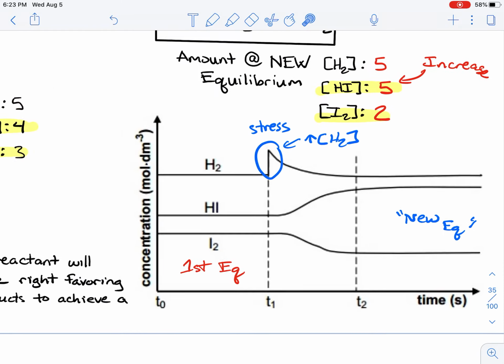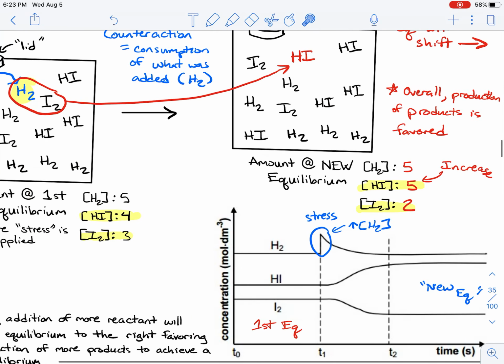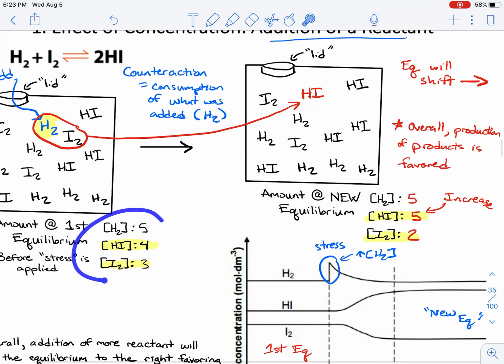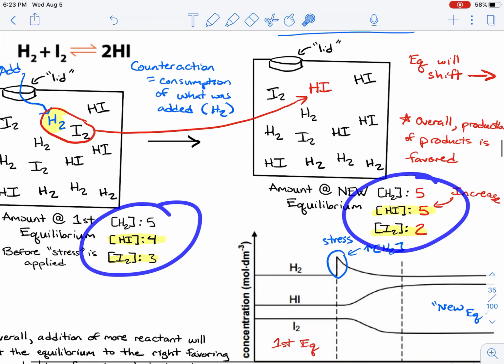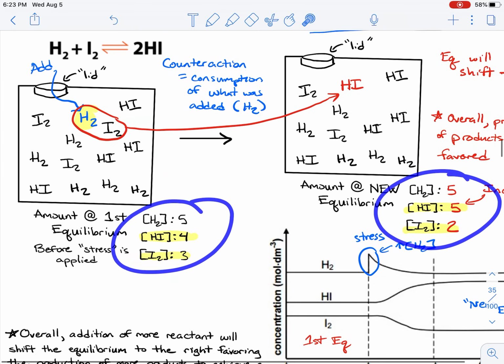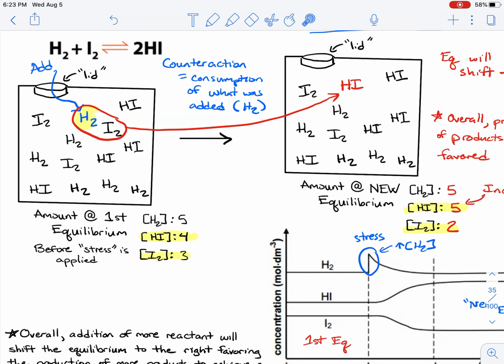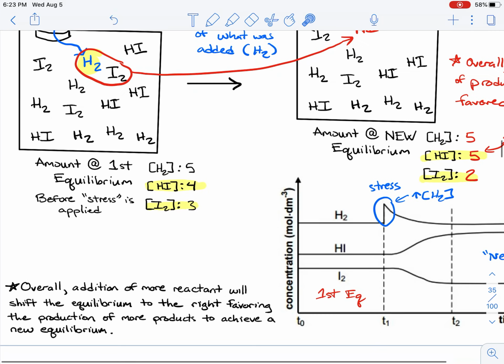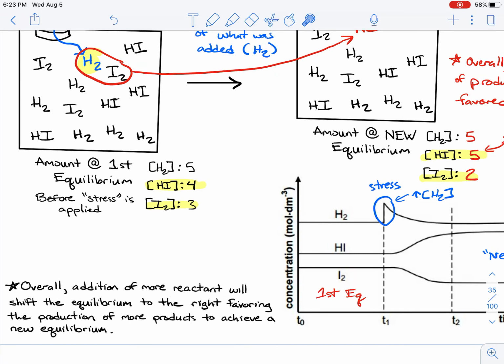Okay? And so that's what we observed in this diagram, or in this image. So overall, the moral to the story is that the addition of more reactant will shift the equilibrium to the right, favoring the production of more products to achieve a new equilibrium.